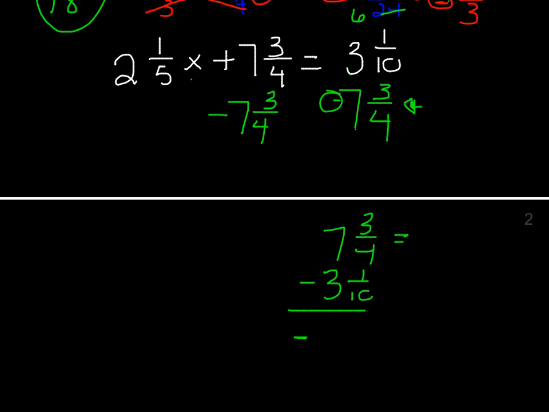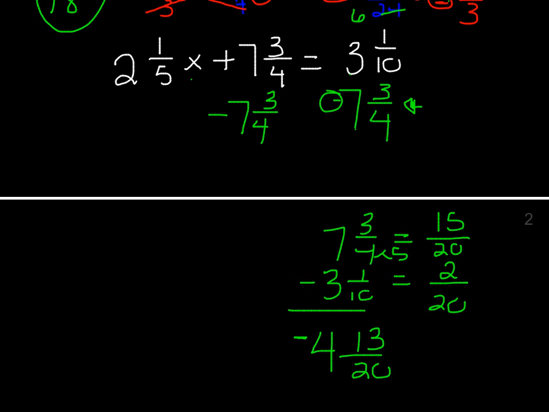And then I find a common denominator, and with 4 and 10, that's 20. And so 4 times 5 is 20, and 3 times 5 is 15. 10 times 2 is 20, so 1 times 2 is 2. So now I can subtract. 15 minus 2 is 13, so I'm going to write 13 over 20. And 7 minus 3 is 4. So that's what I end up with on this side.